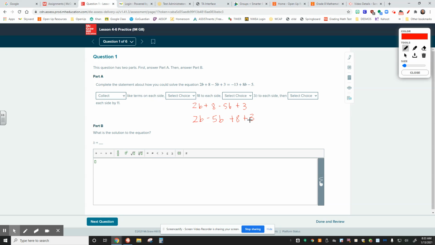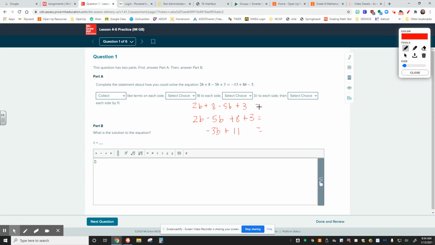And by moving them around, this is what we call the commutative property, meaning moving things about, but not changing its value. You notice we took the minus sign with the 5b and kept it with it. 2b minus 5b is a minus 3b plus 8 and 3 is 11. Okay, this expression is now simplified.